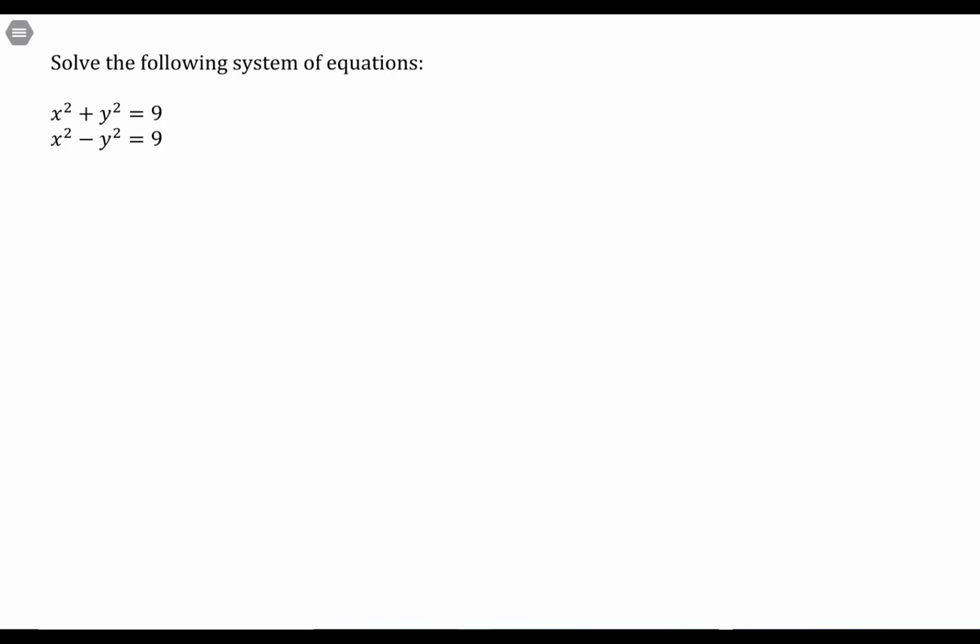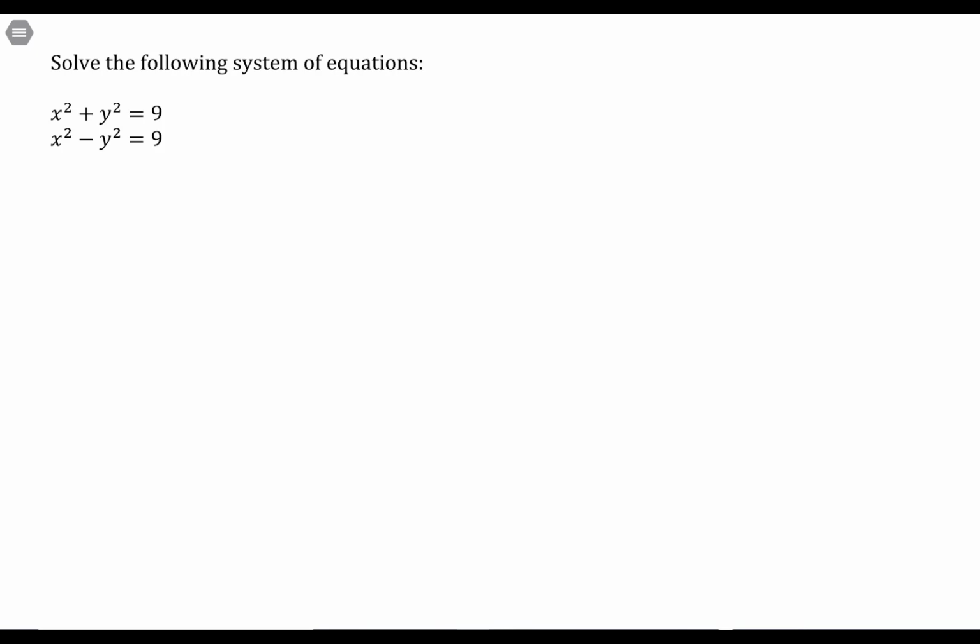Solve the following system of equations. X squared plus y squared equals 9. X squared minus y squared equals 9. And let's see. To solve this system of equations, you can use substitution, but occasionally elimination would actually work out, as long as you're eliminating the right kind of term.